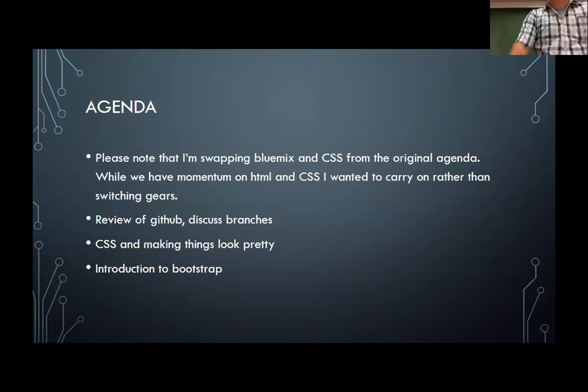Then we're going to talk about CSS, or cascading style sheets. This is kind of the way of making your pages look right. Flexbox is a way of working with cascading style sheets and positioning things on the screen. And then we'll be looking a little bit at Bootstrap, which is a framework for putting sets of CSS pages together to make them behave like you want them to.